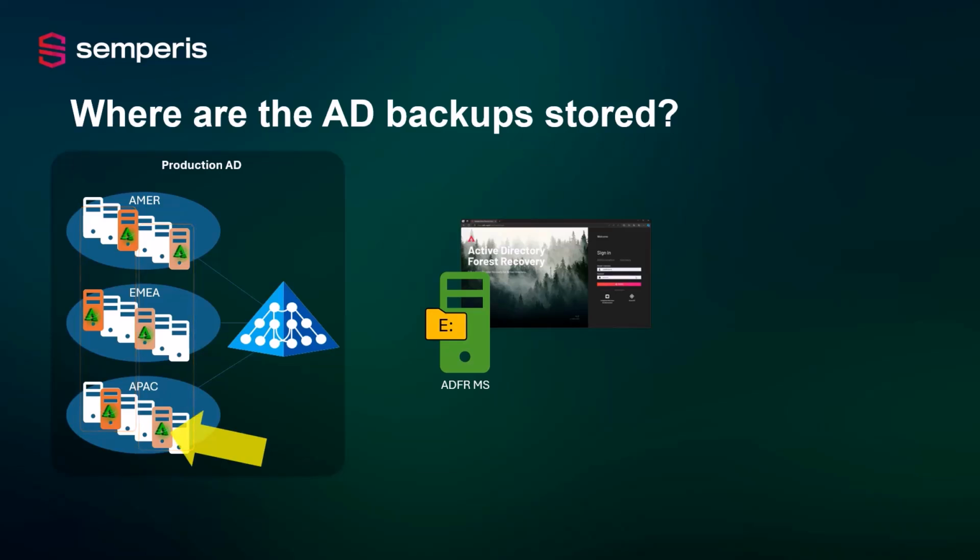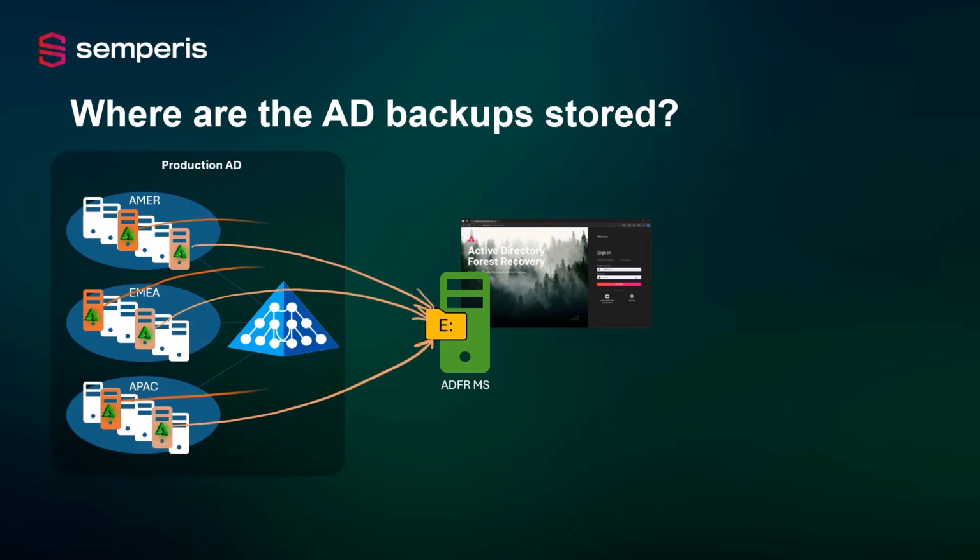Each domain controller uses an agent to first create a local backup of its AD data, which is then compressed to roughly 1/3 of its original size. By default, one copy of this compressed backup is retained locally on the domain controller, while another is sent to a central file location on the management server, in this example, a folder on drive E.